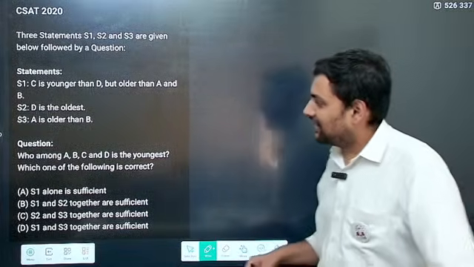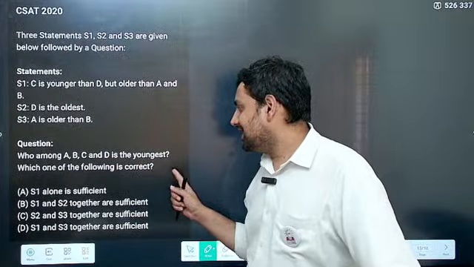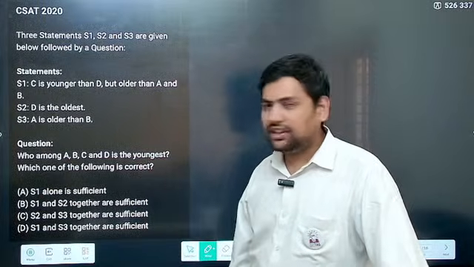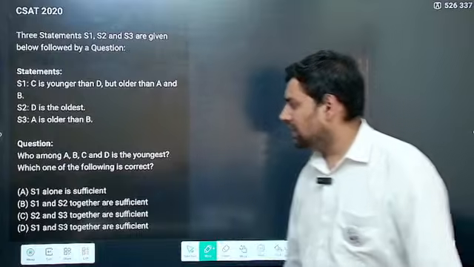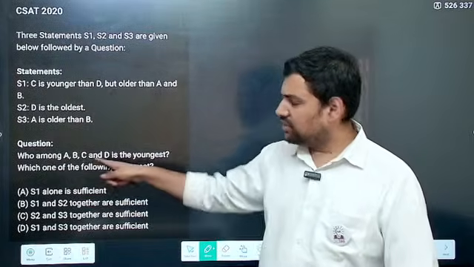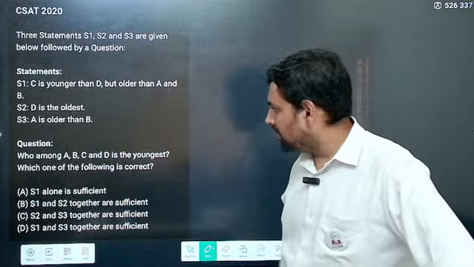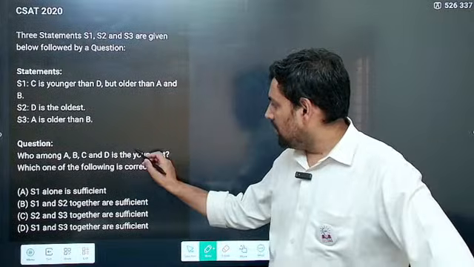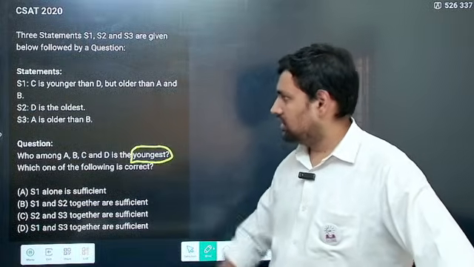Then, who among A, B, C, and D is the youngest? Now, this is from 2020. So this is a logical conclusion question, but the process will be very similar. Try to do it. Who among these is the youngest?